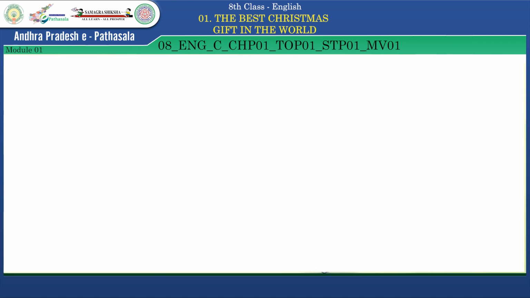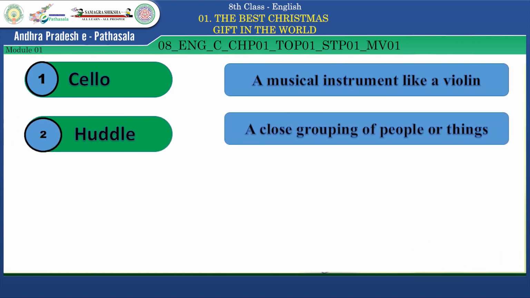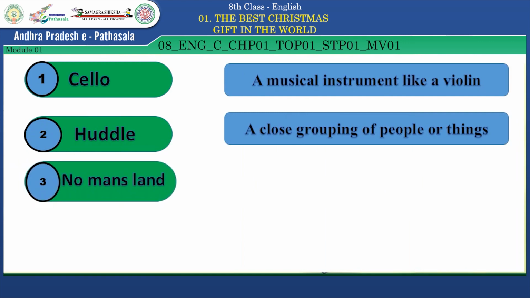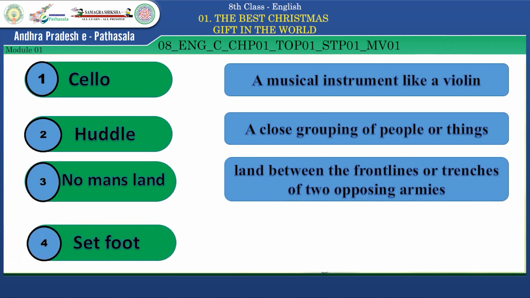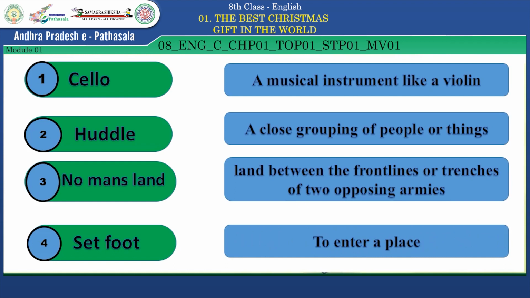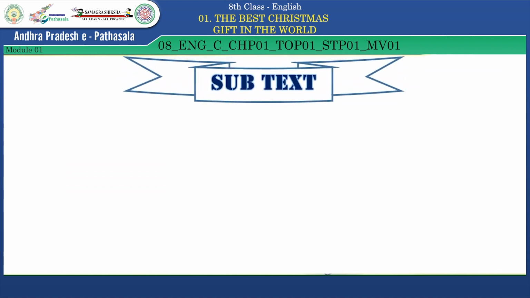Now, let us see the difficult words given in the passage. Cello, a musical instrument like a violin. Huddle, a close grouping of people or things. No man's land, land between the front lines or trenches of two opposing armies. Set foot, to enter a place. Students, you can understand this passage by going through this subtext.